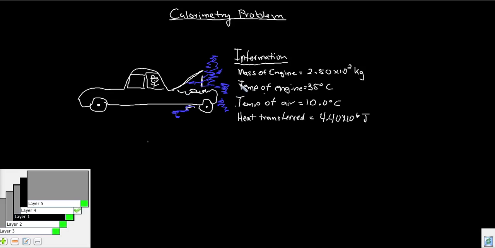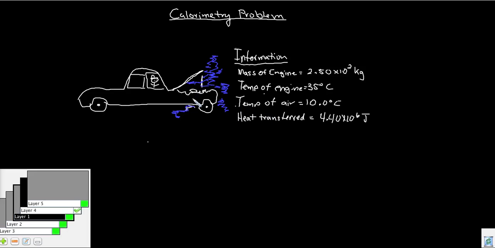So say you have a car. Say it's got a solid cast iron engine block, and that engine block has a mass of 2.50 times 10 to the second kilograms, or 250 kilograms. Okay, and say that the temperature of the engine is about 35 degrees Celsius. So it's not quite warmed up yet. But let's say for one reason or another, a hose comes off, all your water leaks out onto the ground. See, I've cleverly drawn all that.